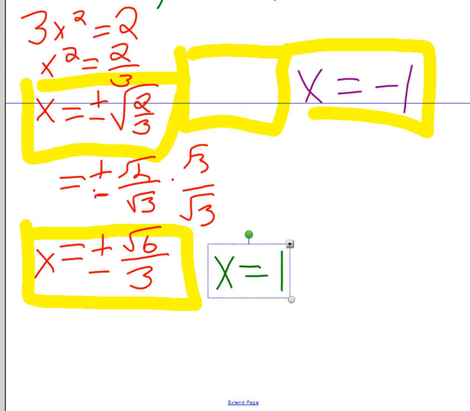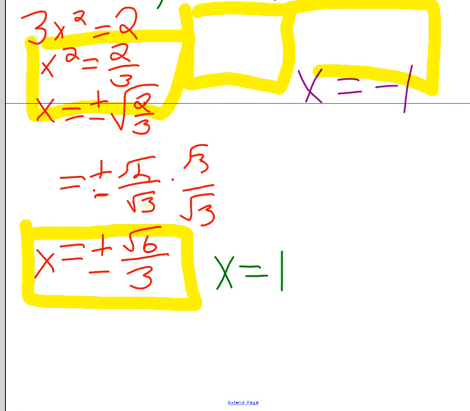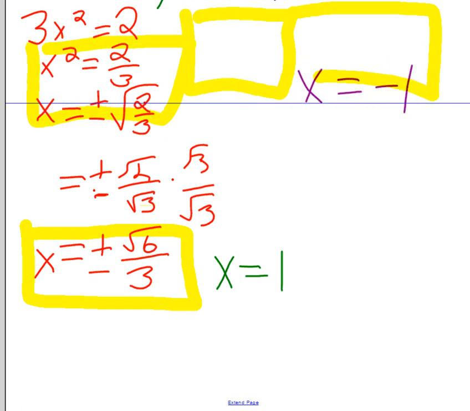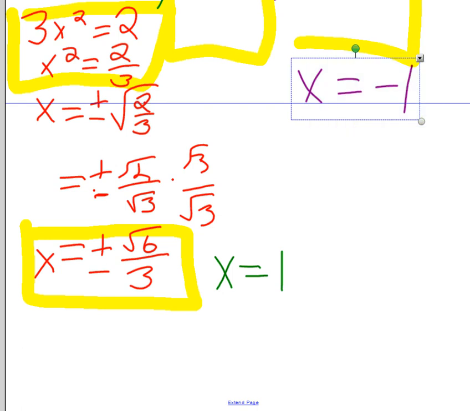x equals 1. x equals -1. It won't let me move it down. I'm trying. All right, you're probably getting tired of watching me try and move it down. There's 4 separate solutions: positive and negative radical 6 over 3, positive 1 and -1.